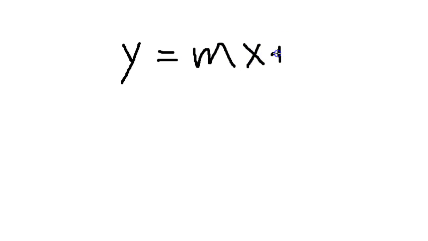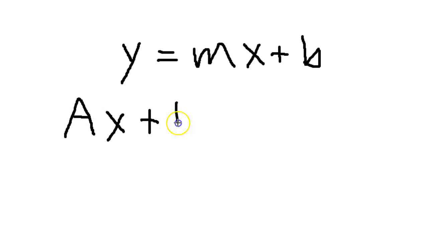Now, hopefully all of you are familiar with the equation y equals mx plus b. And this is called the slope-intercept form of the equation. A standard form equation looks like this. Capital AX plus capital BY is equal to C.